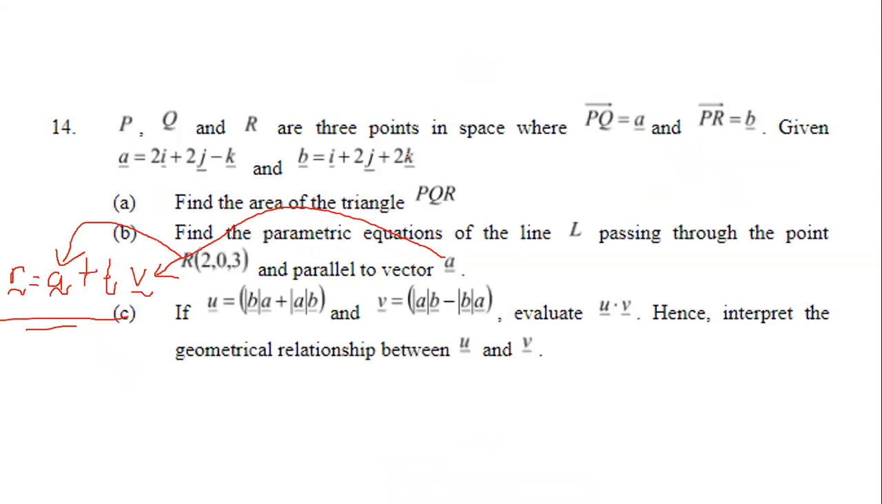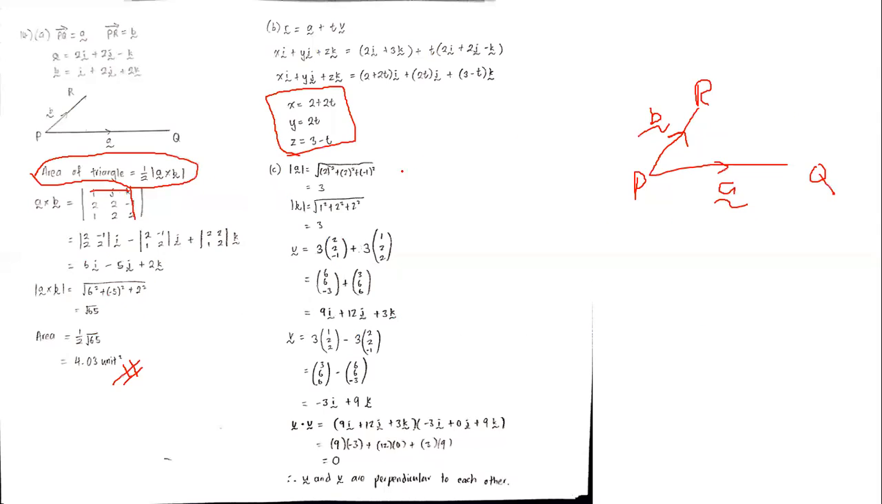How about (c)? So we need to work out vector u and vector v. The magnitude of A equals surd of 2 squared plus 2 squared plus negative 1 squared, which is surd 9, so we get 3. And magnitude of B is surd of 1 squared plus 2 squared plus 2 squared, which equals 3 as well.